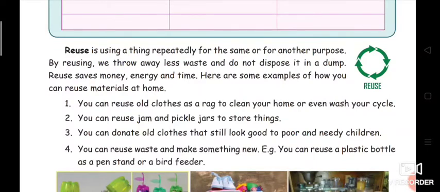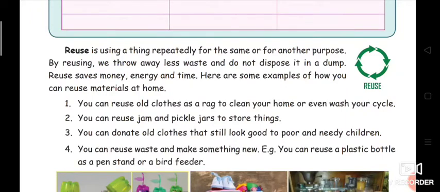Reuse means we are using the same thing again. Okay, reuse is using a thing repeatedly for the same or for another purpose. Okay, we are repeatedly using the same thing to manage our waste. Okay, by reusing we throw away less waste and do not dispose it in a dump.